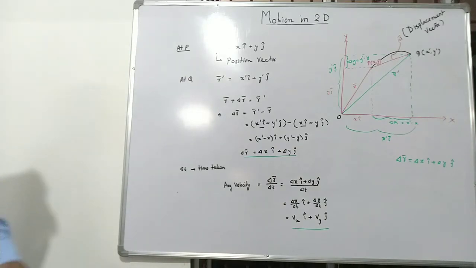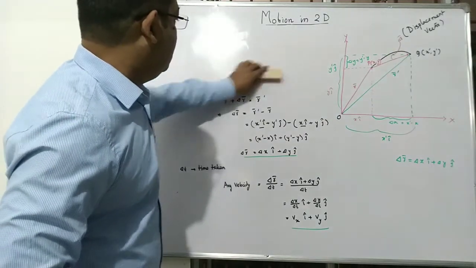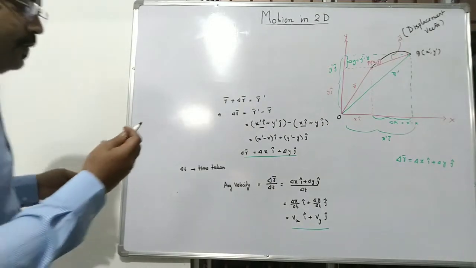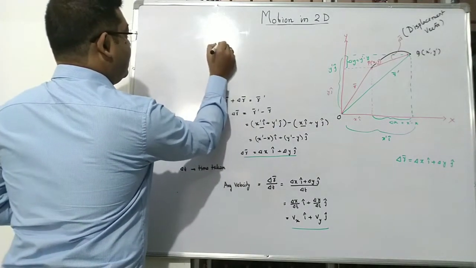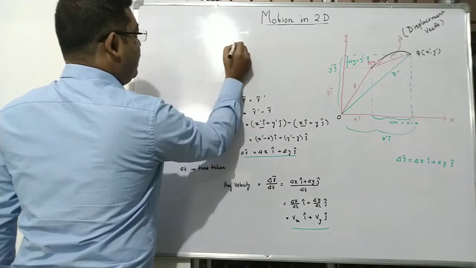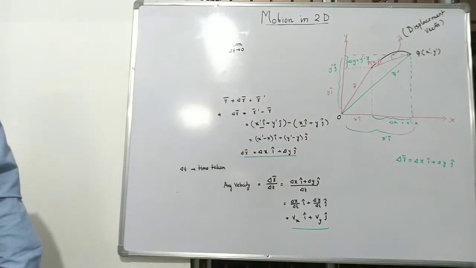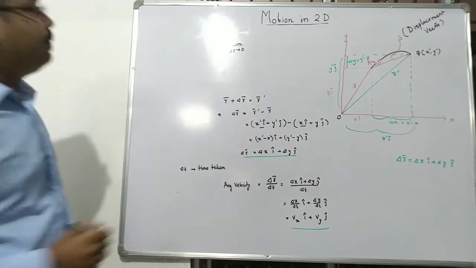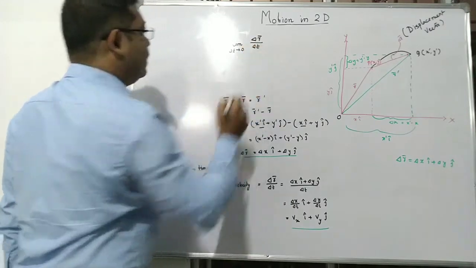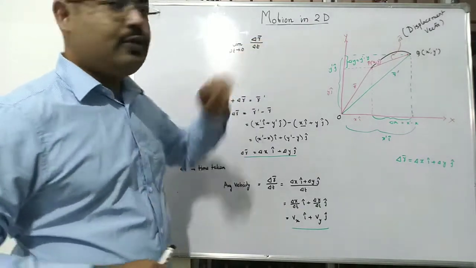Now what about the instantaneous velocity? Moving forward, we know that instantaneous velocity v is given by limit delta t tends to 0, right, delta r by delta t. What does this particular term, limit delta t tends to 0, mean?